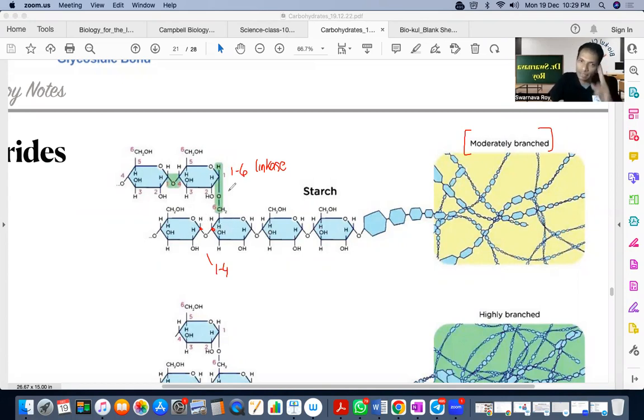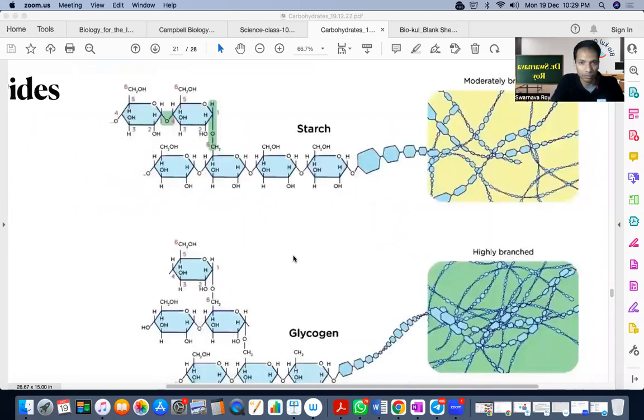With the help of 1,6 linkage, they form the side branch. Right? They form the side branch. Starch is moderately branched. Why do I say moderately branched? Because if you look at glycogen, glycogen is heavily branched. So let's look at the picture of glycogen.